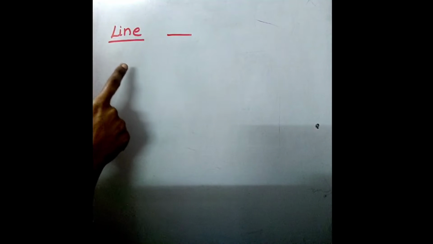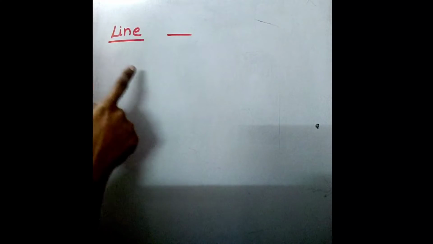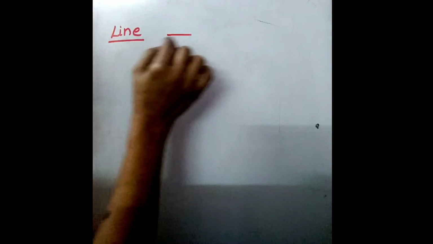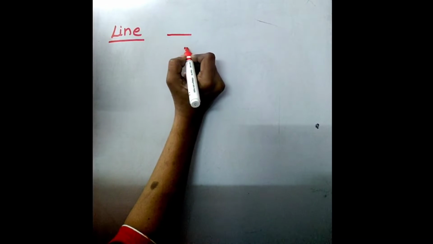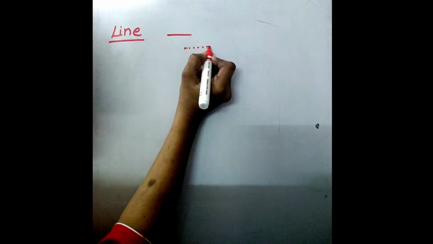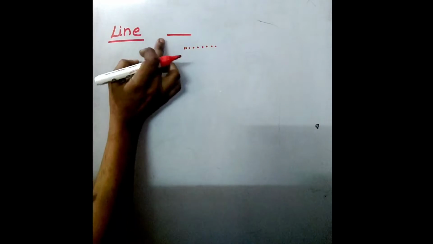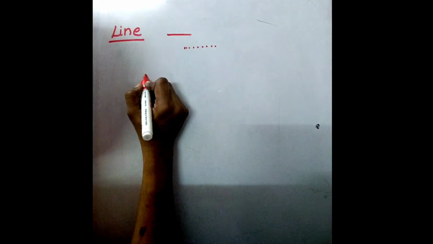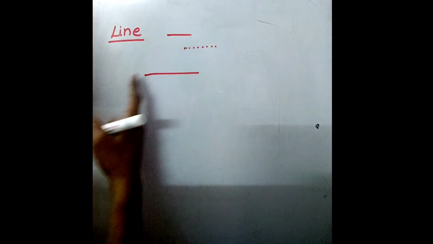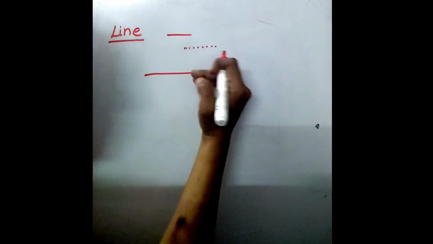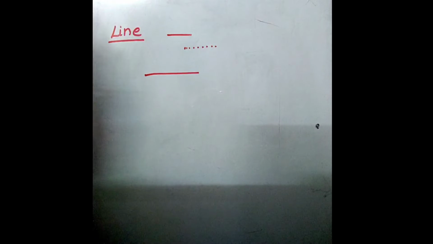Next is line. You all know what a line is. A number of points joined together form a line. A line continues in both directions. Look here, a line continues in this direction and also in this direction. It continues in both directions.